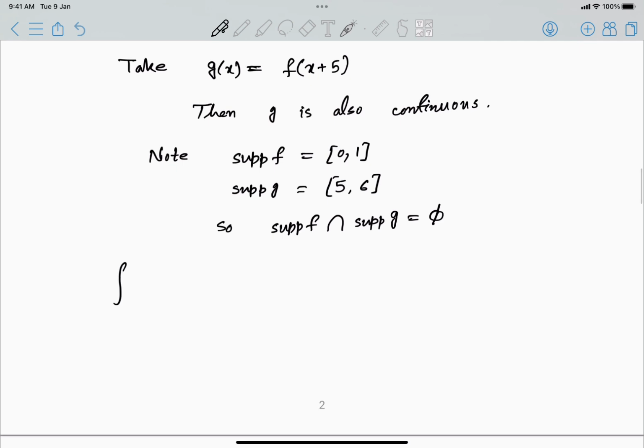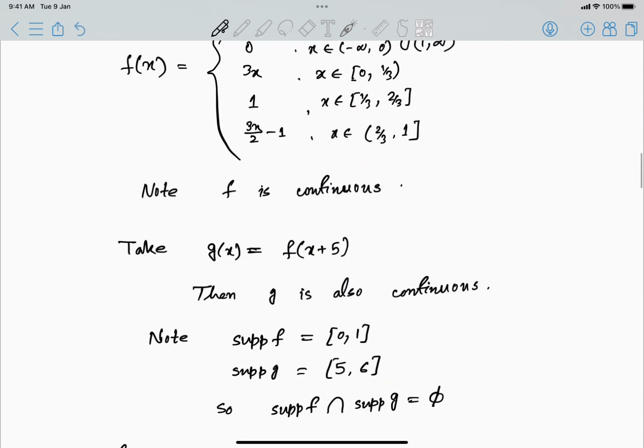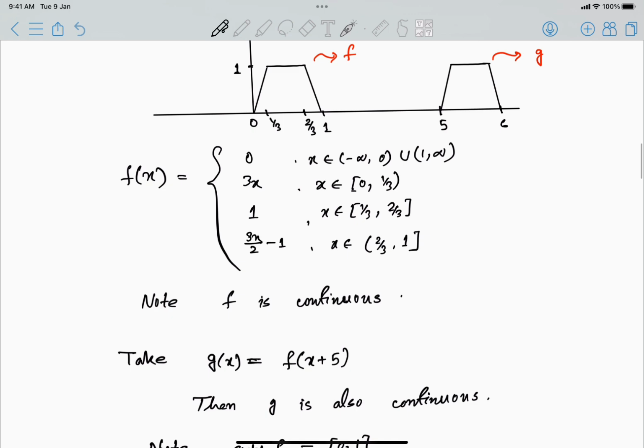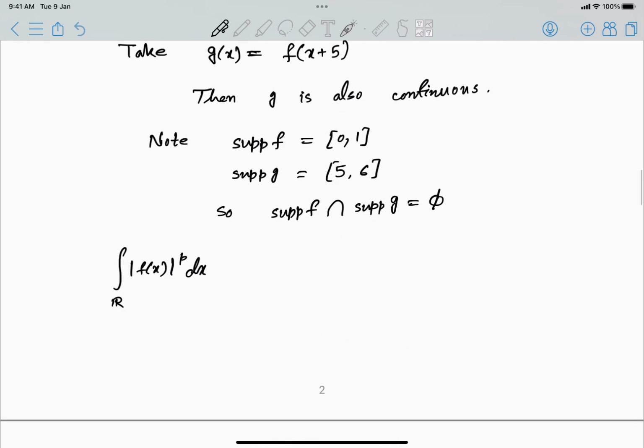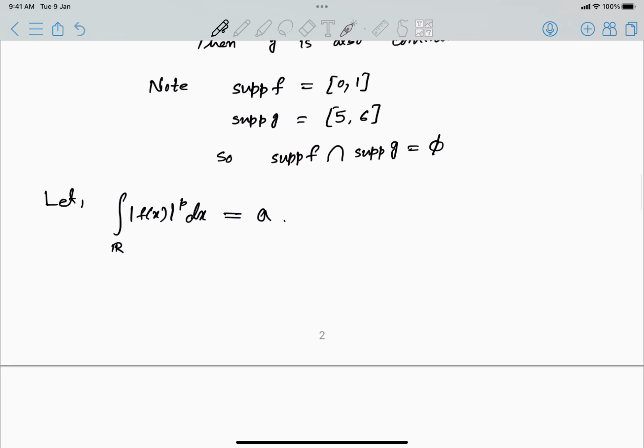And so what will be the integral over R of f(x) to the power p dx? This will be finite because f is a continuous function, and inside a compact interval it is bounded by 1. So this will give some finite value. Let's define this to be a. So this will give some finite value, right?